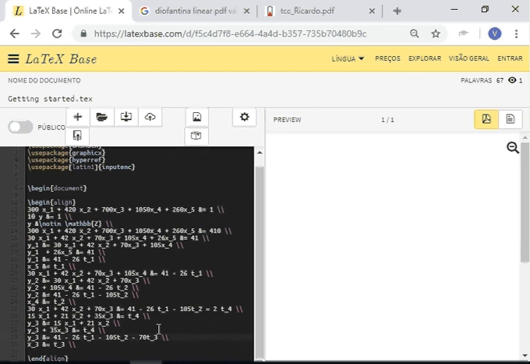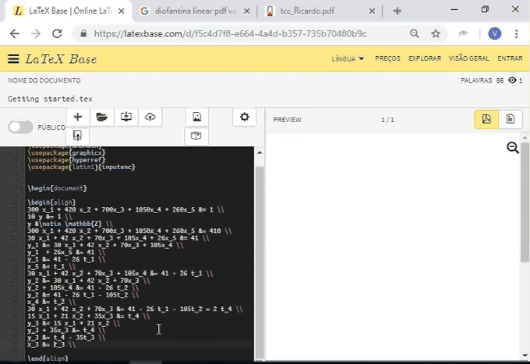Weight 3 is D4 minus 35 D3, and x3 is 0 plus D3. Now it's right. We did something. And we're going ahead.